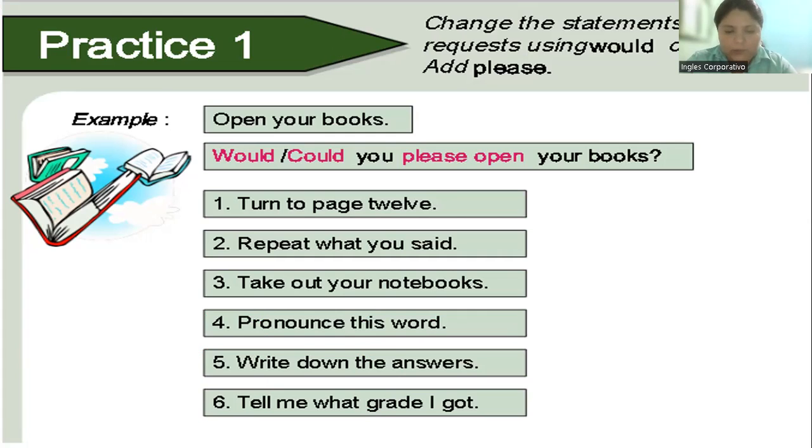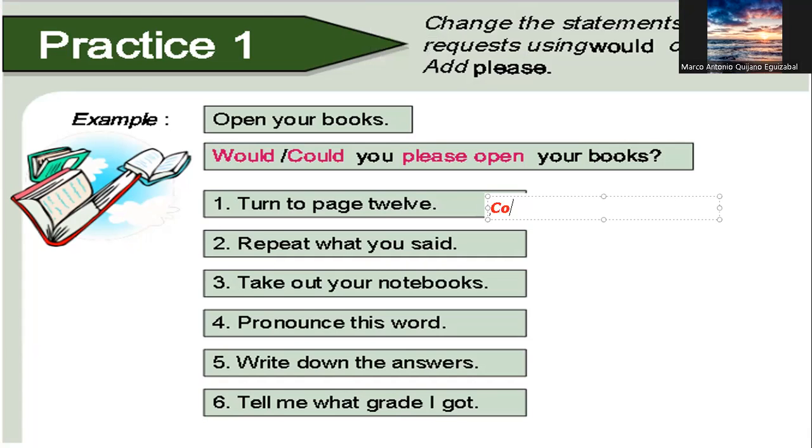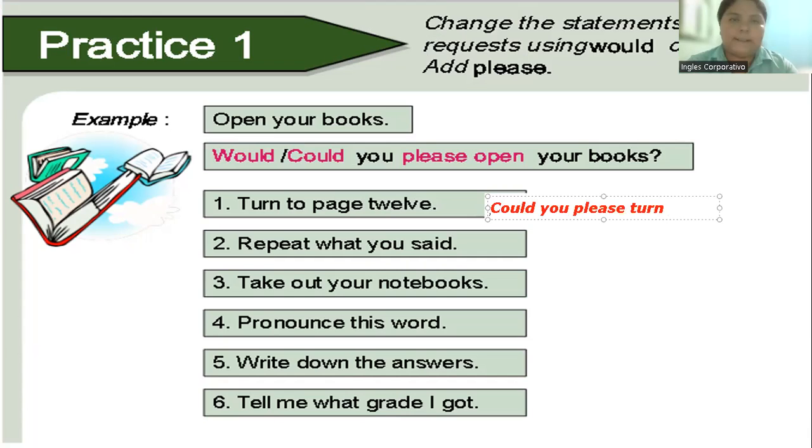There you have an example. Open your books. So that's the instruction. Will you please open your books? Could you please open your books? Let's see, number one. What do you think about number one? Anybody? Could you please turn to page 12, okay. And what is the other way that you can use the other form?